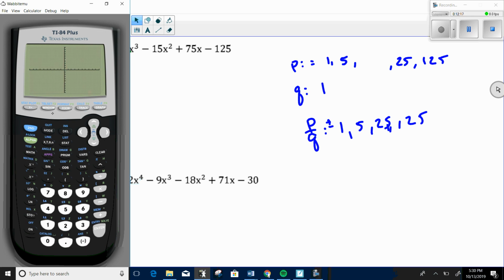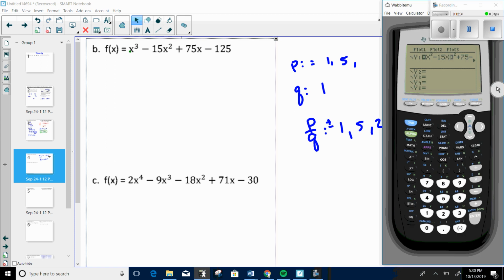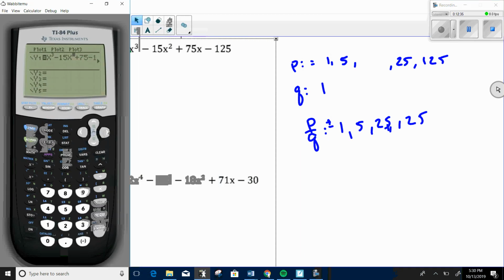Uh-oh, my graph didn't show up that time. X cubed minus 15x squared plus 75x. I don't have an x there. Ooh, where'd my calculator go? Alright. I'm having all kinds of trouble with the calculator. That's alright. So there's not an x here, so I have to insert an x. So I just type my equation in, make sure my equation is correct, and hit graph.